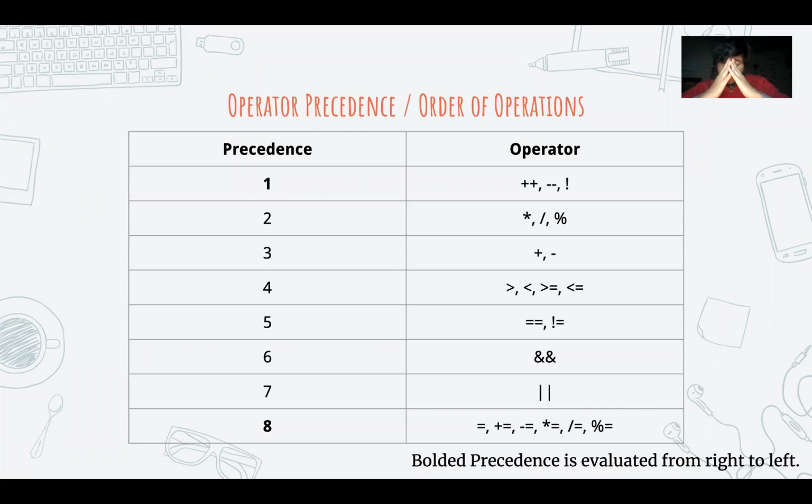So if you have taken a math class, you have probably heard of PEMDAS, and PEMDAS is simply the order of operations. Computers have their own sort of PEMDAS, and I have the operator precedence here. So the higher it is, the first it gets computed or evaluated. And if you look at the bolded ones, more specifically 1 and 8, the bolded precedence is evaluated from right to left, but the other ones are evaluated from left to right. So just keep that in mind.